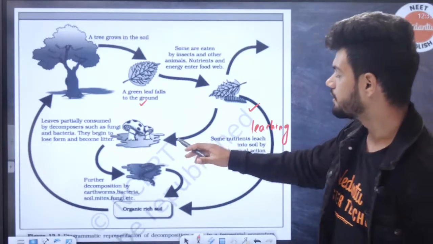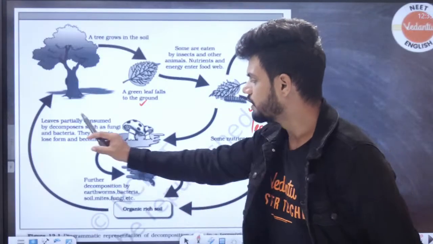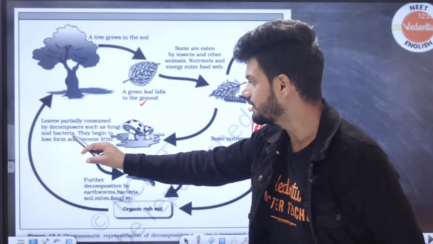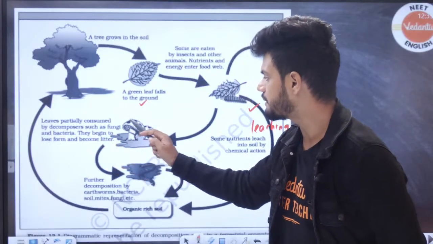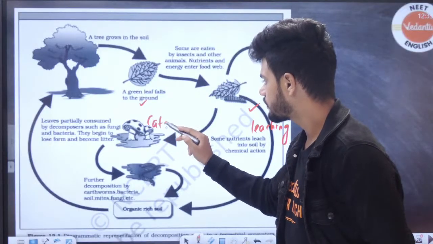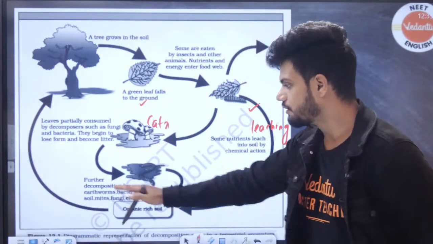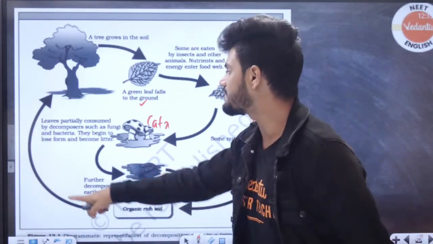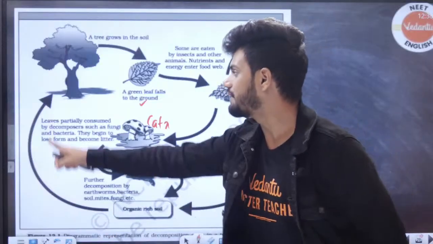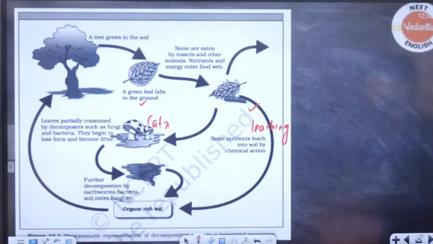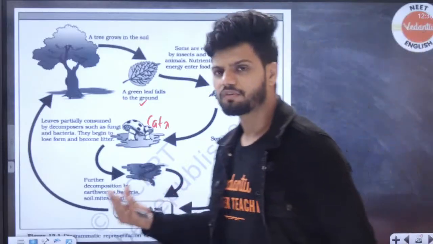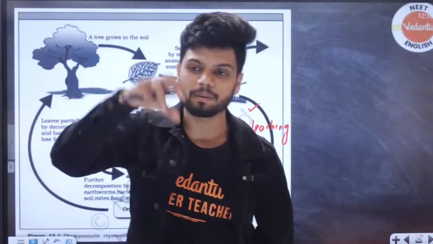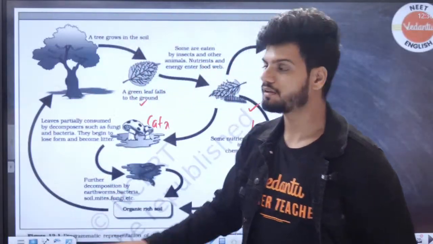Then we have catabolism. Leaves partially decomposed are consumed by decomposers such as fungi and bacteria. They begin to lose mass and become litter. This is basically catabolism. Then we have humification, further decomposed by earthworms, bacteria, soil mites and fungi. Finally, mineralization happens, and the nutrients are sent back to the plant. Minerals like potassium, magnesium, calcium, all the inorganic minerals are picked up by the tree again. This is the entire cycle.